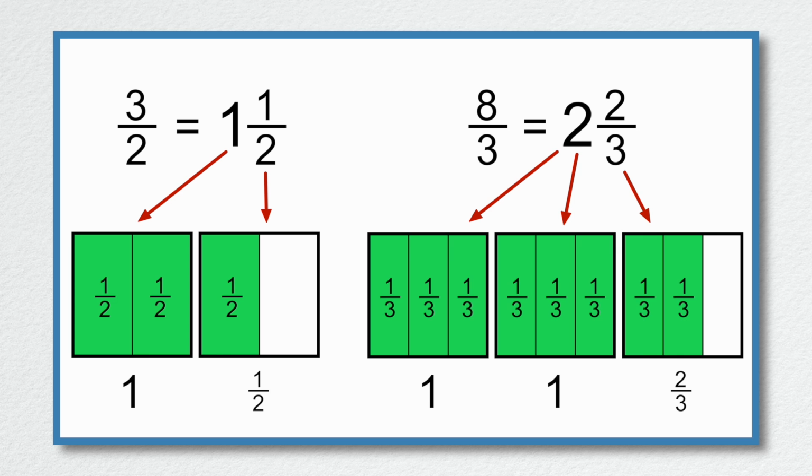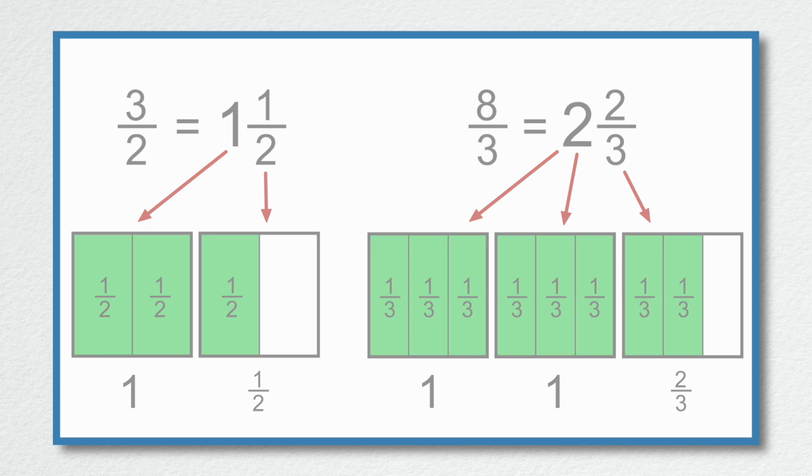But let's try and do this without doing any drawings. Going back to 3 over 2 again, the numerator of 3 isn't exactly divisible by 2. 3 divided by 2 is equal to 1, with a remainder of 1. Now we know that the mixed number is 1 and a half. Well, this 1 here is the whole one, and this remainder of 1 represents how many halves are left over, which in this case is 1.